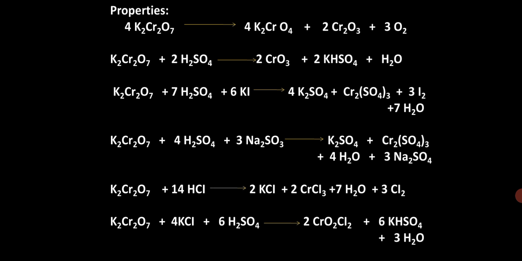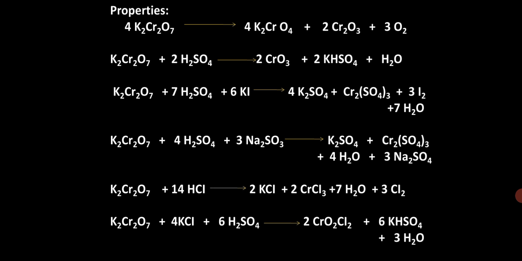Now a very important test is here, the chromyl chloride test. You might have done it in the lab. When solid potassium dichromate is heated with concentrated sulfuric acid and a soluble metal chloride like NaCl, KCl, etc., you get chromyl chloride, CrO2Cl2. The equation: K2Cr2O7 plus KCl plus H2SO4 gives CrO2Cl2 plus KHSO4 plus water. CrO2Cl2 is chromyl chloride, an orange red colored vapor, and this test is said to be the chromyl chloride test.